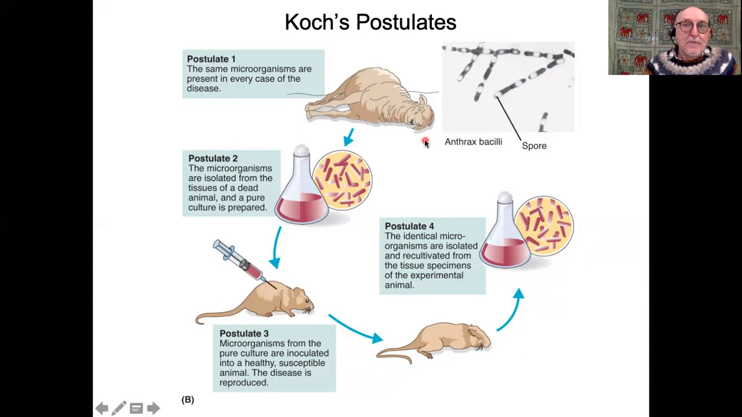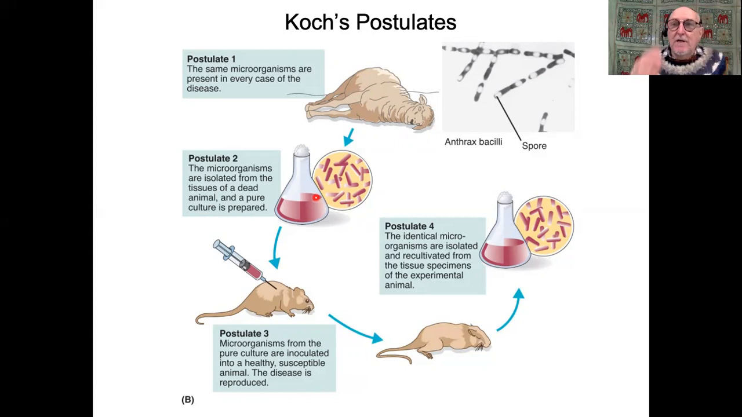So his first postulate: he wants to show that the same organism is present in every case of the disease. That's postulate number one. Whenever he sees these symptoms and he goes and takes samples, he gets a similar organism. Second, postulate number two: you must be able to culture that organism. This he did quite easily with Bacillus anthracis. He could grow it in culture.